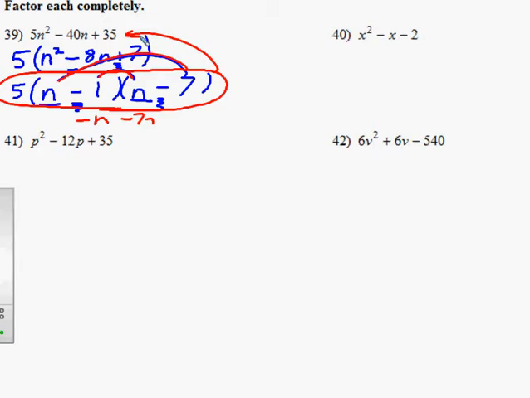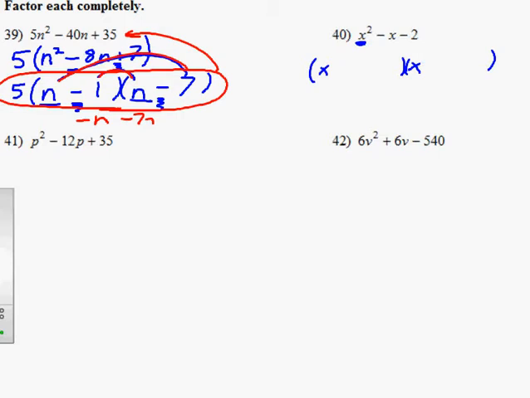Coming over to number 40. First we're going to look for a common factor. We have an x squared minus x minus 2, and there's no common factor in there besides 1, and we don't factor out a 1. So what we're going to do is put our 2 sets of parentheses. In order to get an x squared, we need an x times an x, because these 2 multiply together to give us the first term.